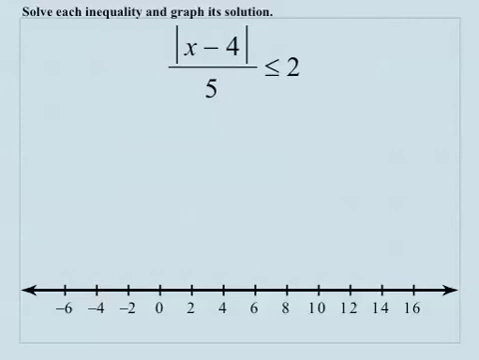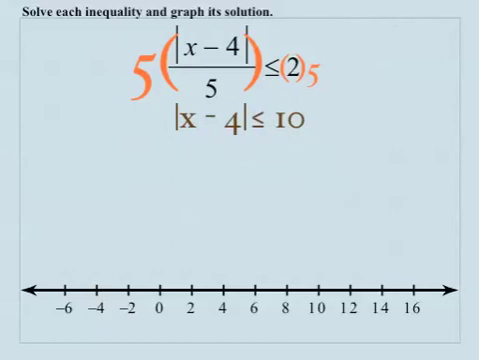In order to get rid of dividing by 5, you have to multiply by 5, and remember you have to do it to both sides. I'm multiplying by a positive, so my inequality symbol does not flip, which does give me the absolute value of x minus 4 is less than or equal to 10. I have isolated my absolute value. The only thing on the left side is the absolute value of x minus 4, and then I have is less than or equal to 10.